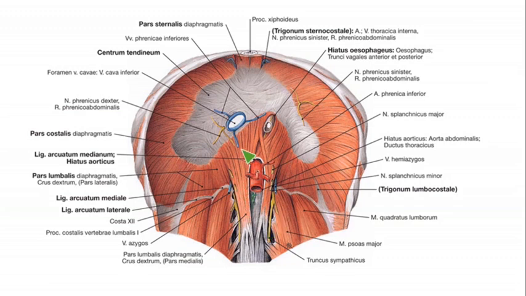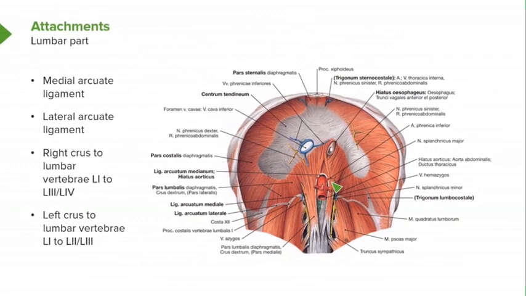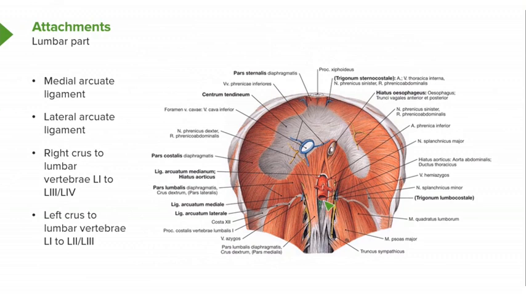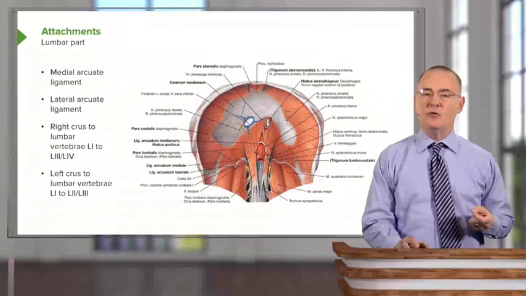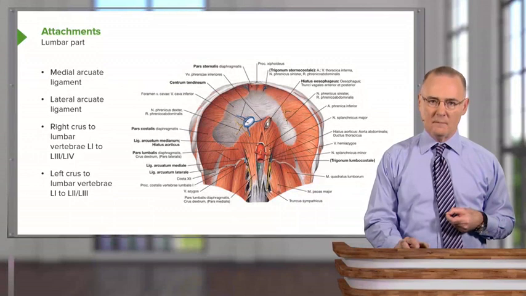In addition, we have this portion here of the lumbar part. This is called the right crus, and it's attaching to lumbar vertebrae L1 down to L3, L4. And a portion of the right crus will wrap around the esophagus, as we see here, and come back to the right side. The left crus is this area of the lumbar part right along here. The left crus will attach to lumbar vertebrae L1, L2, and perhaps even as low as L3.